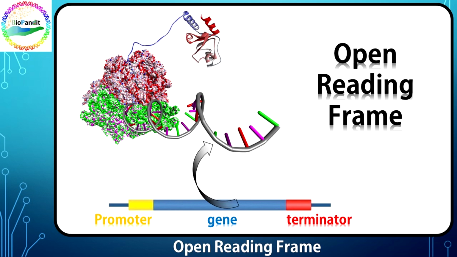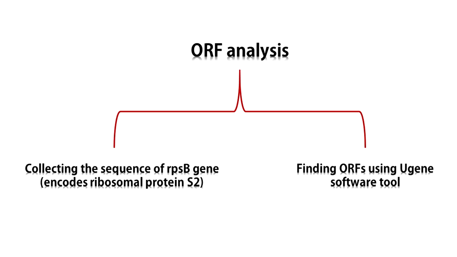Here, I am going to show you how to identify the open reading frames of a gene. This analysis has two parts. First, we have to download a nucleotide sequence, preferably a gene sequence from public databases. We are going to use Escherichia coli ribosomal protein S2 gene sequence for this purpose. The second part is to identify the open reading frames, ORFs. There are multiple standalone software tools and online servers for this analysis. We are going to show you the use of Ugene software package for this purpose.